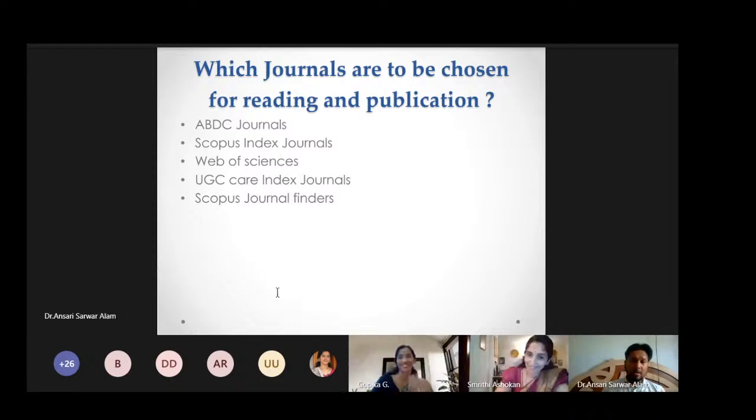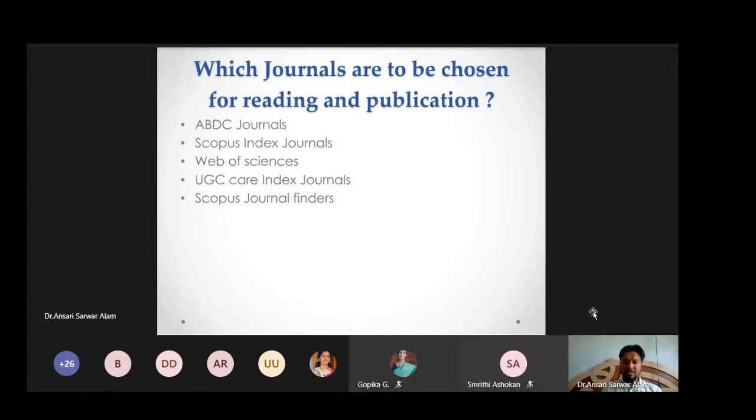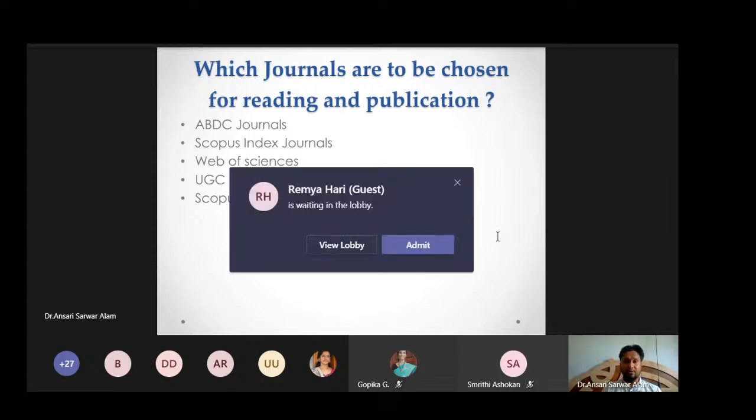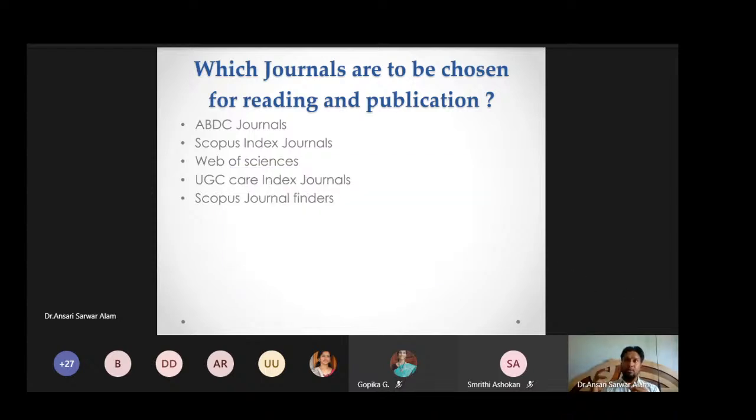Okay, it's fine. Next is Scopus Index Journals. You can go through the Scopus Index Journals and then Web of Science Index and UGC CARE Index journals. You can look at them for getting an idea of what is going on in India itself, or at the national level. And then, if you have an interested topic and have already worked on it, or at least you are able to know which journals you want regarding it.